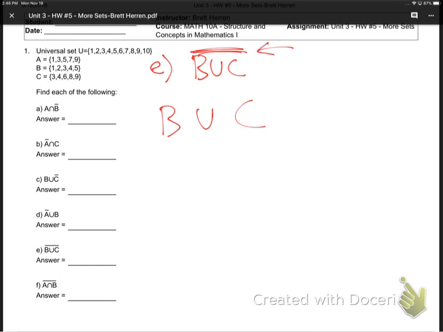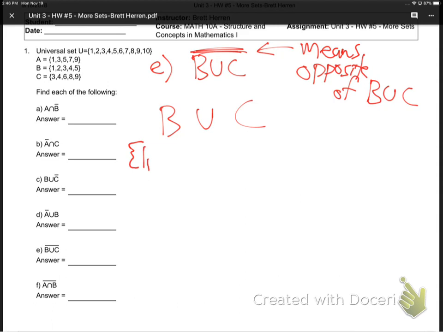So the bar means the opposite of B union C. Does that make sense? Because the bar is on the whole B union C, so it's not just the opposite of B or the opposite of C. It's the opposite of the whole B union C. So first off, find B union C.